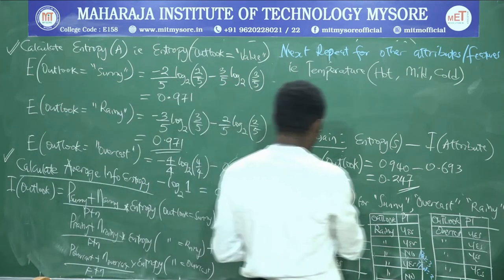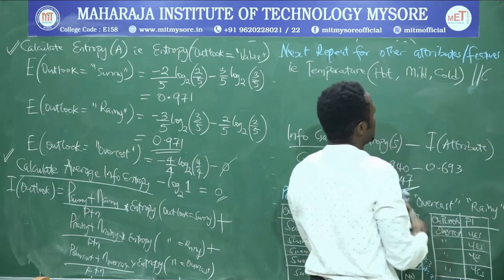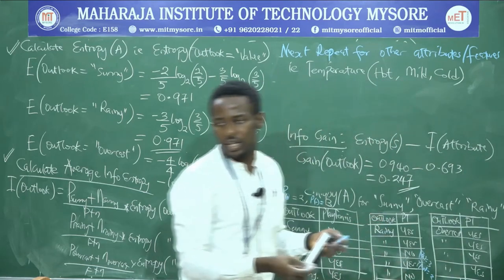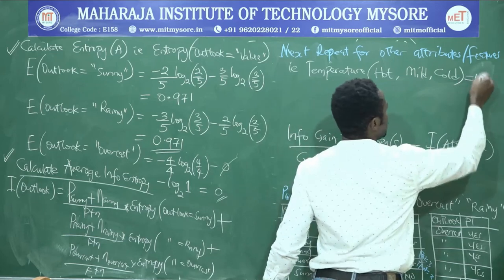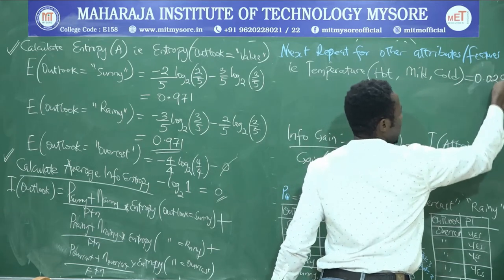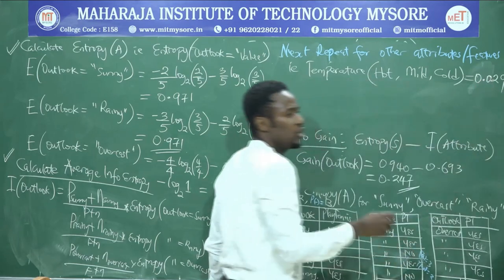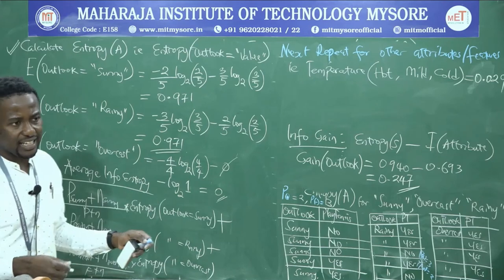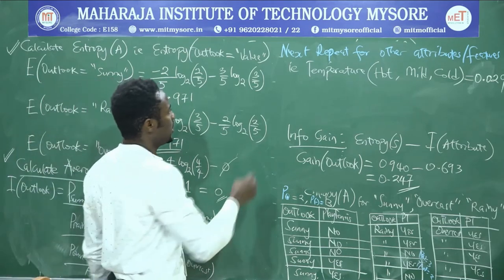0.029. So I'm going to write here gain of... oh, you will not see the board. Okay, I'm going to tell you the value, 0.029. So I've calculated the gain, which is 0.029. Even if you don't see it, I just mentioned it now. Now, after temperature is over, you have to repeat the same process again for humidity.